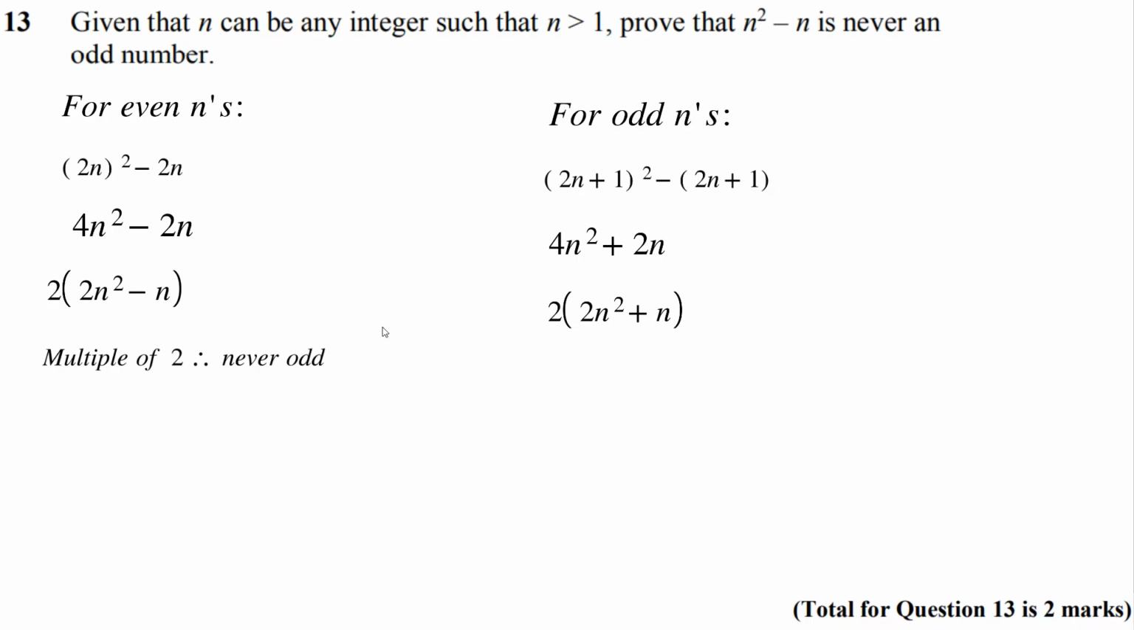And again, this is the exact same thing. So any number multiplied by 2 is just going to be even. So it's never going to be odd. So it's a multiple of 2, therefore never odd. And you prove that.